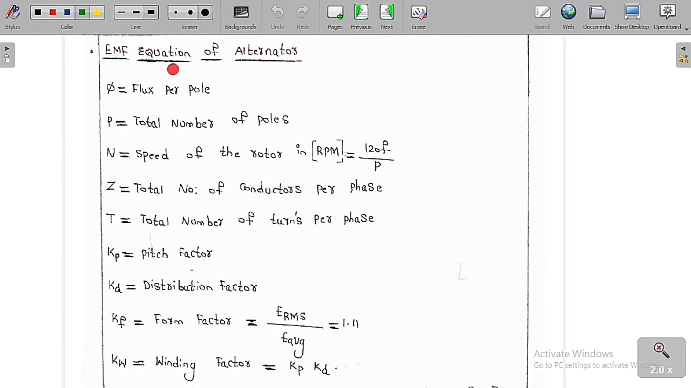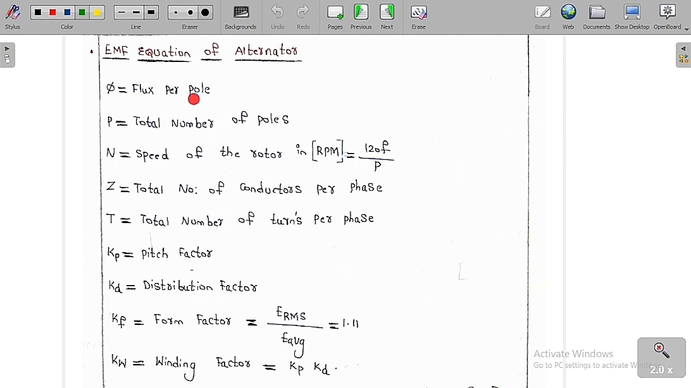So now we will discuss the EMF equation of alternator. Now we are going to discuss another new concept, which is called the EMF equation of alternator. I have already used this equation in the previous classes, but here let me give the derivation in detail, so that you can use it to understand the remaining concepts further. The EMF equation of alternator.